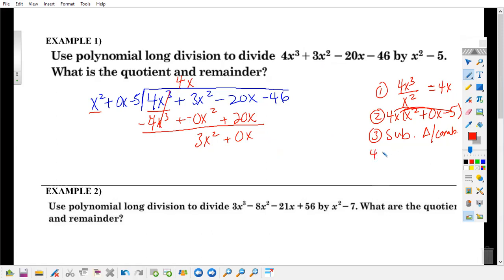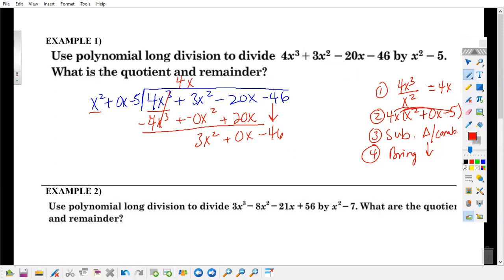Our fourth step is to bring down. So we're going to bring down negative 46. Four x times x squared, you add the powers of the exponents on the variables. So that's not the answer? No, you go again. We can go again. Oh, okay.